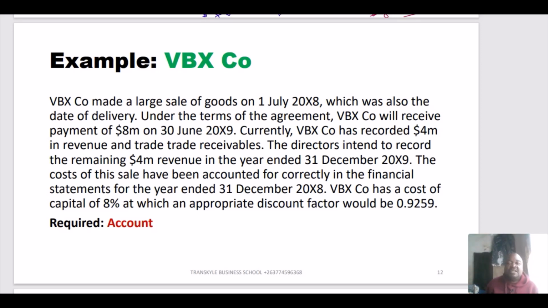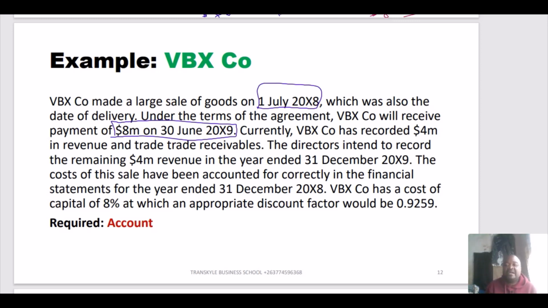VBX Co made a large sale of goods on 1 July 20x8, which was also the date of delivery. All right, so the date of transaction is 1 July 20x8, and the goods were delivered on that particular day. Under the terms of the agreement, VBX Co. will receive payment of 8 million on 30 June 20x9. So 1 year later, all right?